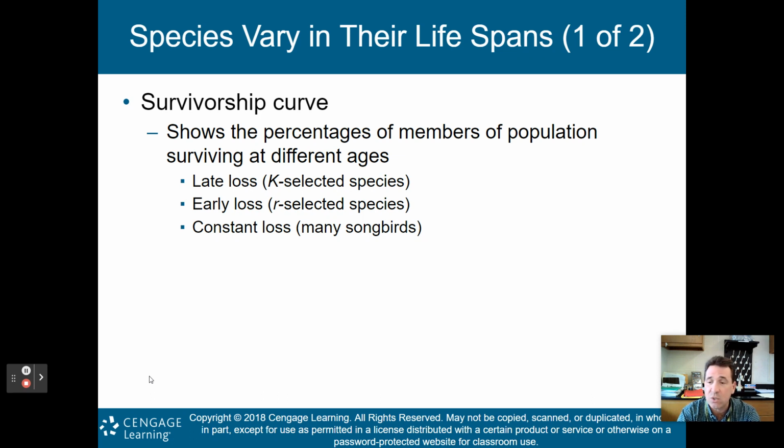R-selected species, and again K-selected would be like us human beings, R-selected would be like mosquitoes. All these mosquitoes hatch, and most of them die right away, either from predators, birds coming in and eating them, or whatever. Most of your R-selected species, like your insects, die right after they are born. And then you have constant loss, like songbirds or a squirrel that I'm going to show you, where the population dies off gradually, just as many early as in middle age as later in life. That we consider a constant loss.